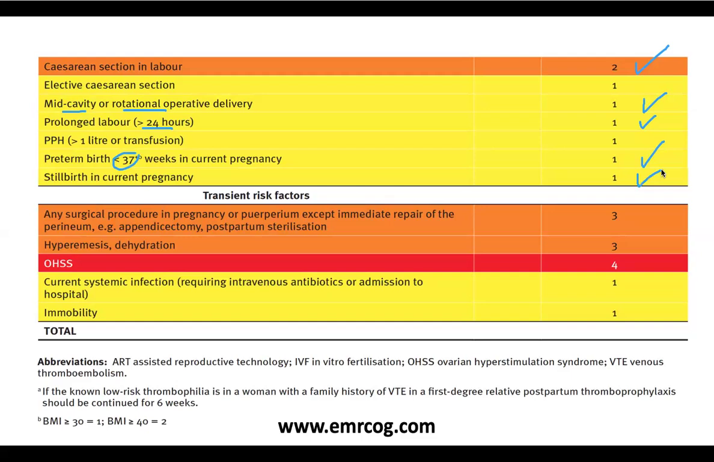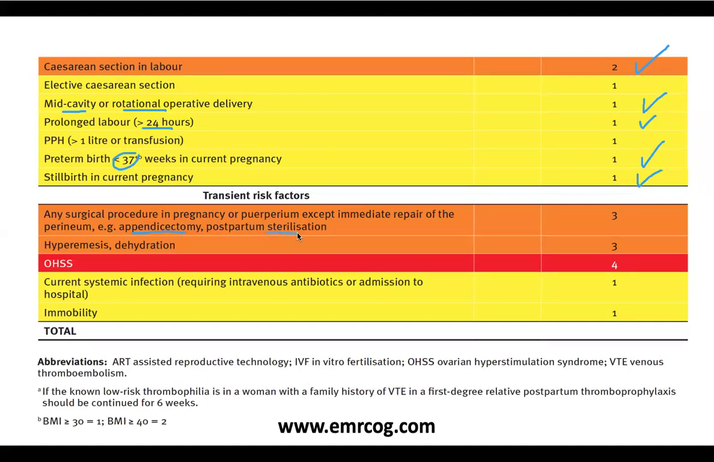Other transient risk factors, and this is, as I told you, transient, temporary, okay, needing low molecular weight heparin, and these are special scenarios, like any surgical procedure in pregnancy or in the postpartum, except immediate repair of the perineum, like appendectomy. So a woman had appendectomy while she is pregnant. Anyway, any woman who is admitted needs to receive low molecular weight heparin, but her risk is now 3. And this is only for a temporary period, till recovery and discharge from the hospital, okay? Not to continue with the low molecular weight heparin.